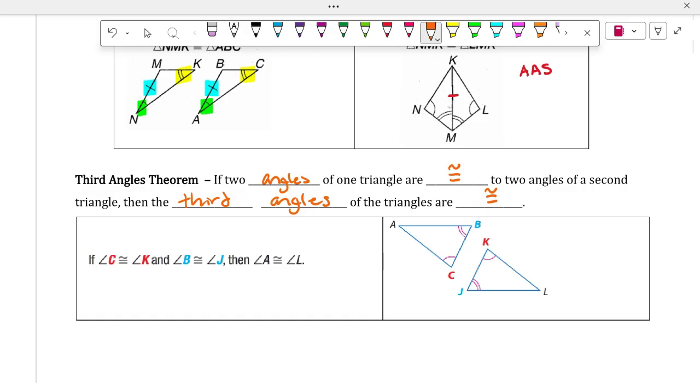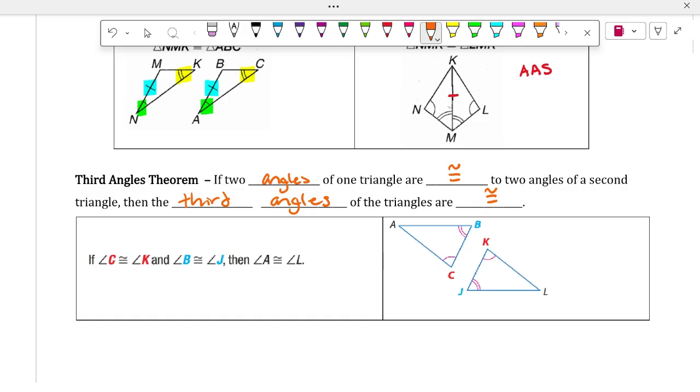As long as they don't have to be bigger than the other. It could have been like both angles were 50. That means that the third one has to be 80. Okay, but they'd be the same scale.